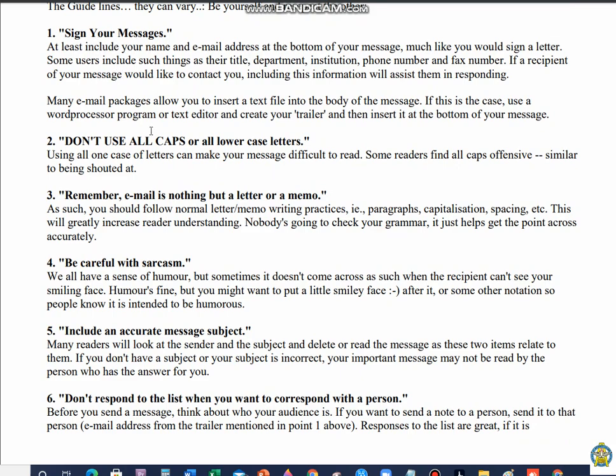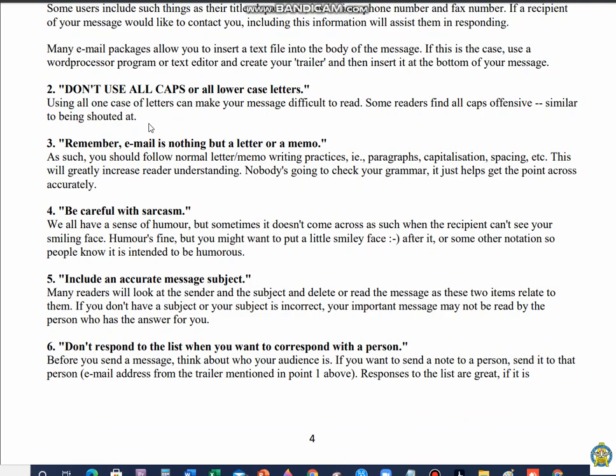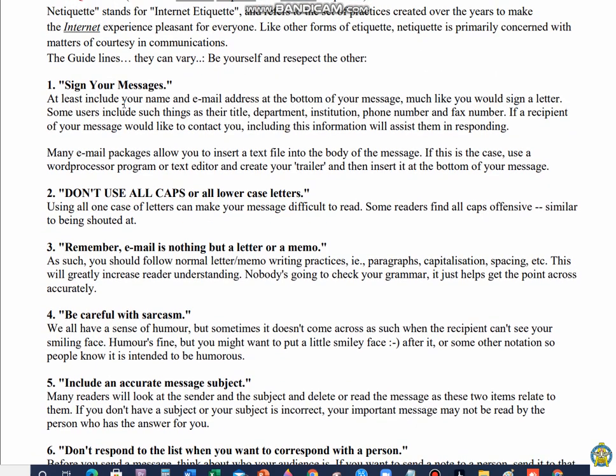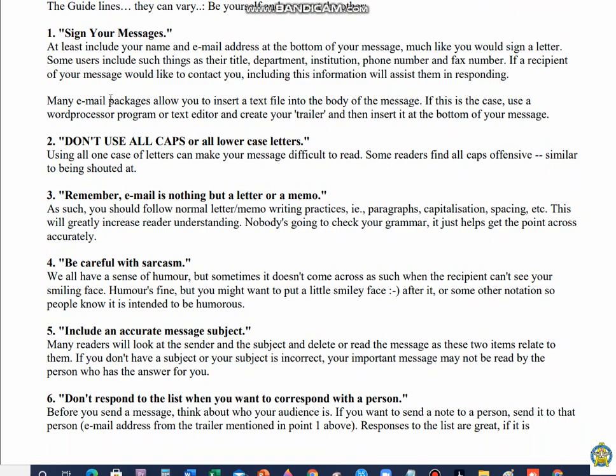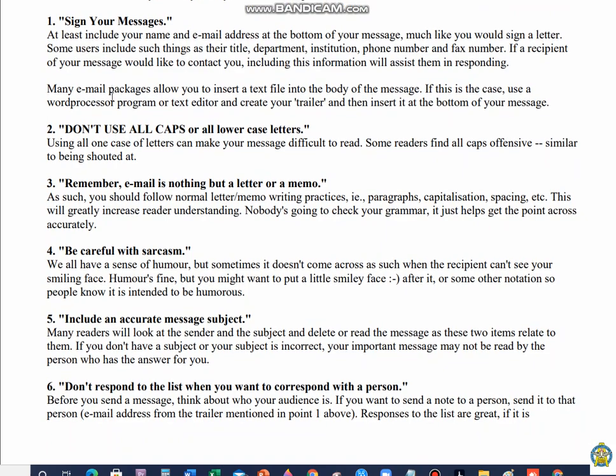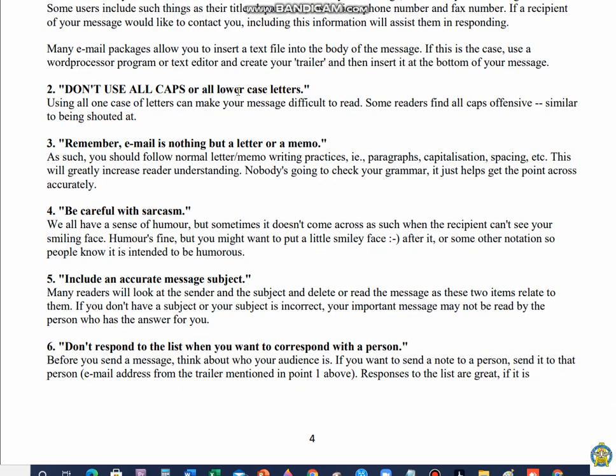So when you send mail, these are some rules to be kept in mind. That means sign your message. Just like you would write a letter, always put your signature. Signature here means your name and your designation in a mail. Do not use all capital letters or all lowercase letters. Use the proper way of writing.